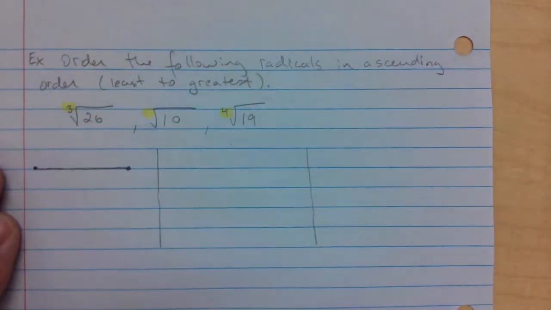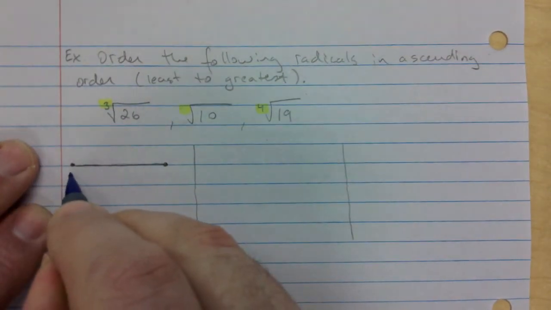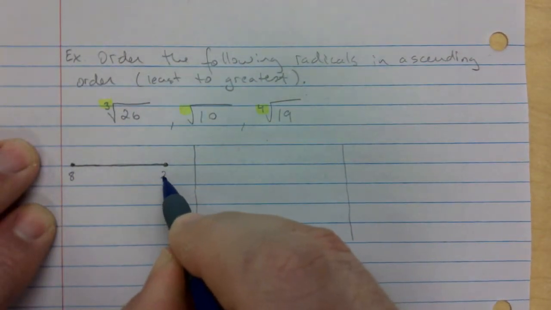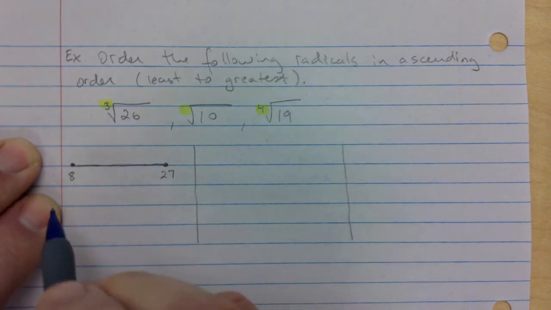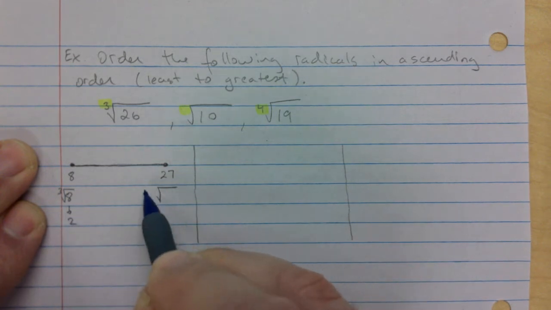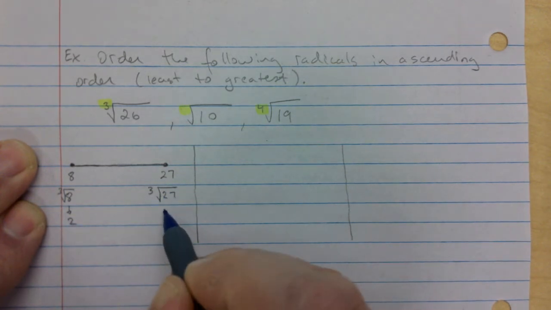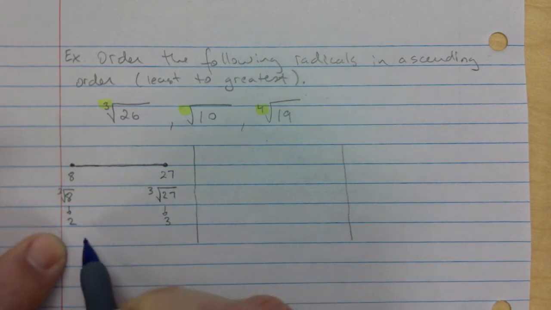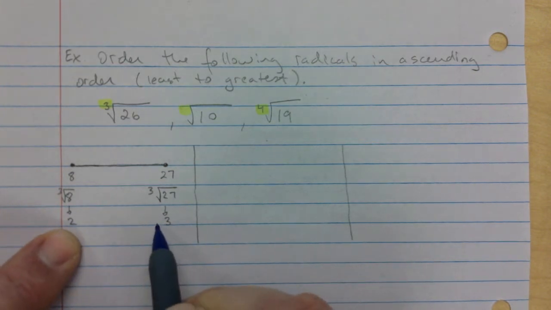So it's between 8 and 27 that we know the perfect answers to those roots. So you put 8 and 27 here, okay? You know that the cube root of 8 is 2. You know that the cube root of 27 is 3. So those are the answers to those cube roots.